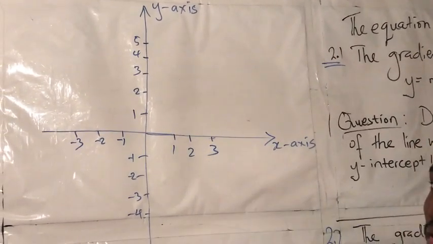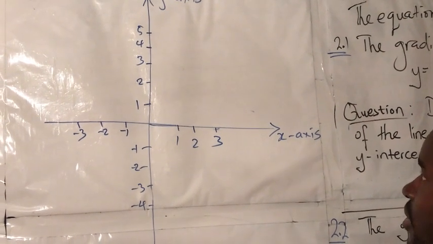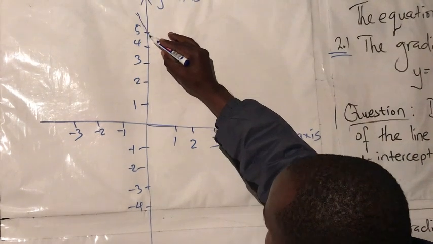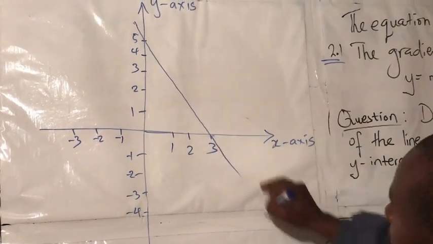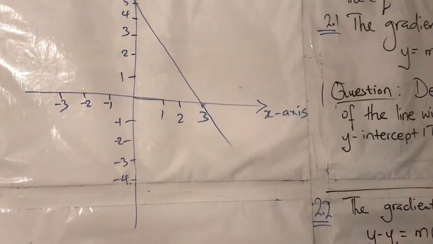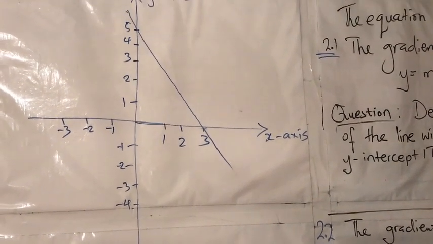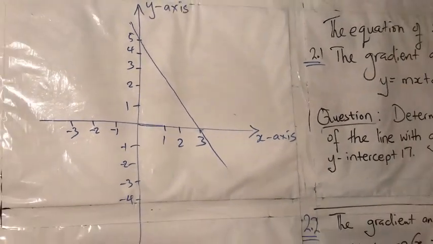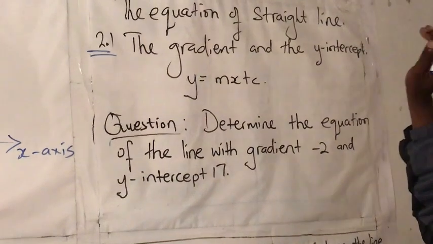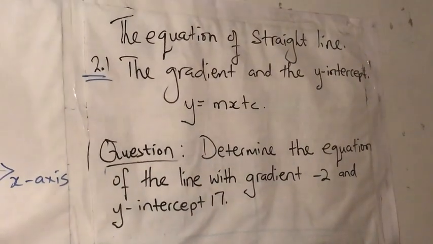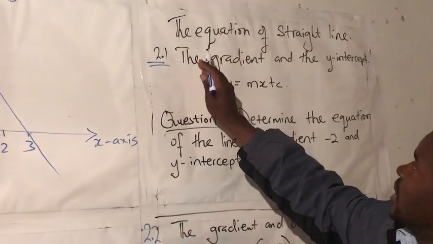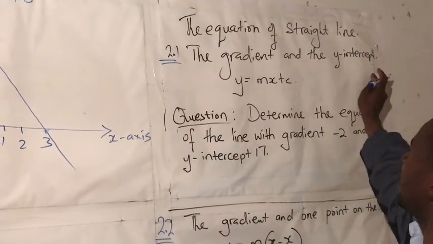Lines can be drawn which represent certain equations. For instance, a line can pass through 5 and 3 like this. Then you'll be asked to find its gradient. So the concept that I want to deliver right now is how to find the equation of a straight line. Right, so let's look at the gradient and the y-intercept.